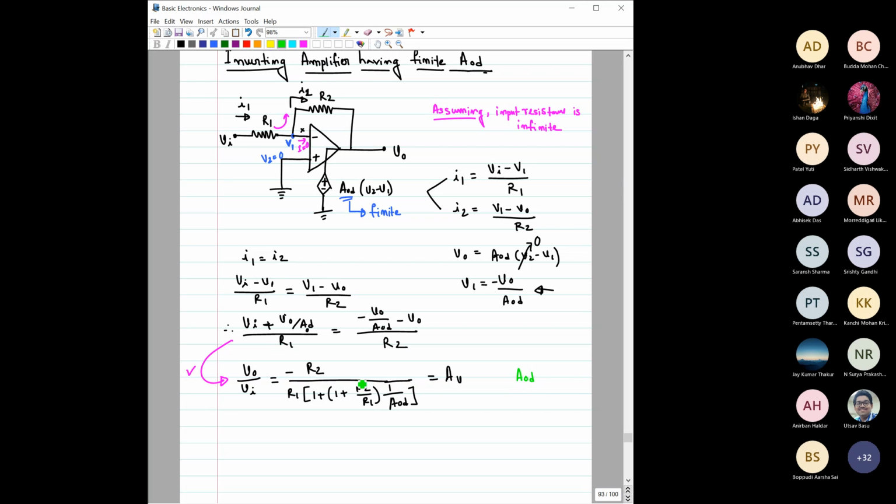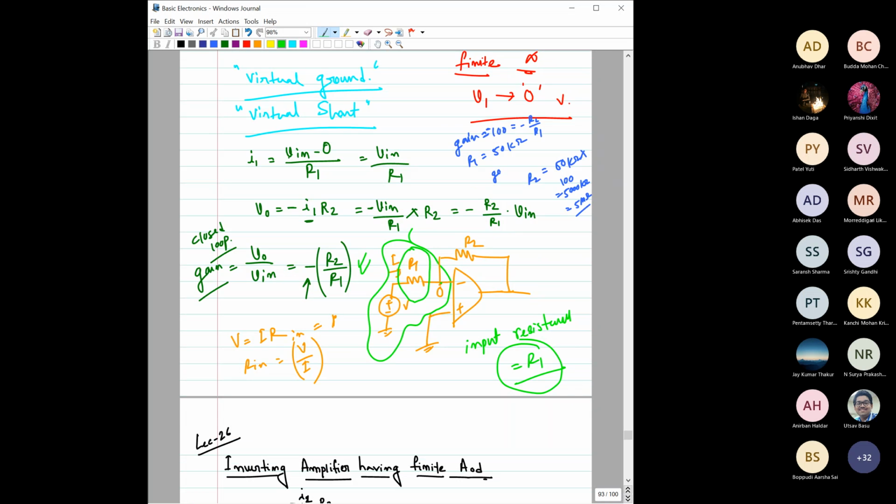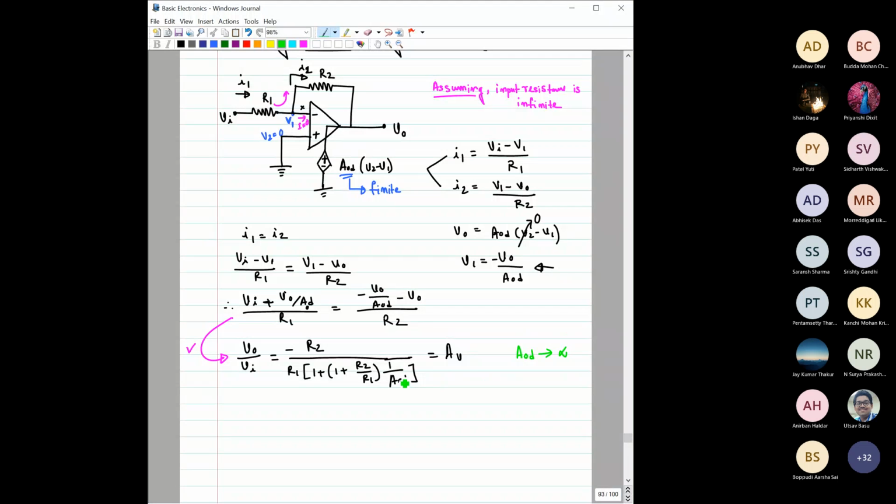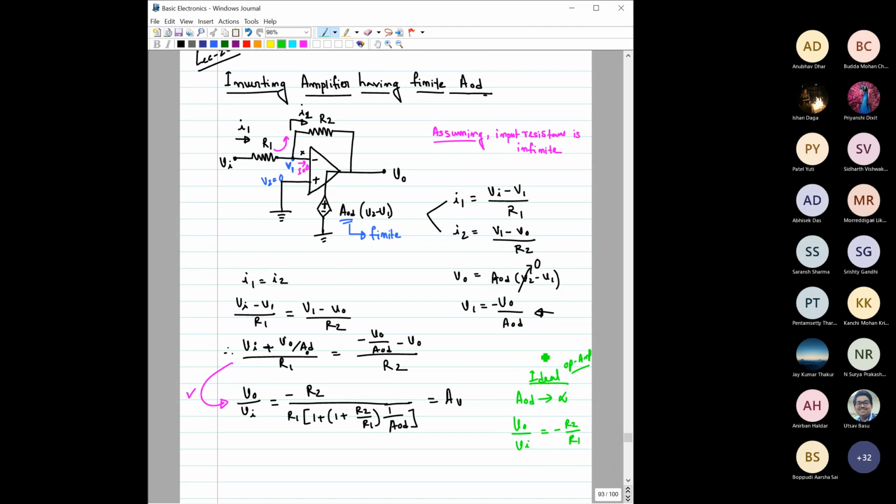Now say this AOD is very large, say infinite. We have to check whether, for a very high AOD, this gain is really equal to the ideal op-amp gain or not, which we calculated earlier as minus R2 by R1. So if you put AOD to be infinite, 1 by infinite is basically 0, so this term is 0. For AOD infinite, V out by Vi will be equal to minus R2 by R1 only. So from this expression you get the case of the ideal inverting amplifier. We are still in the inverting amplifier case.